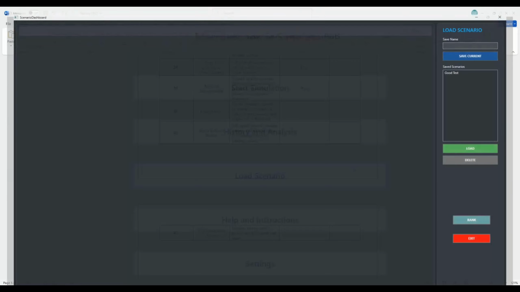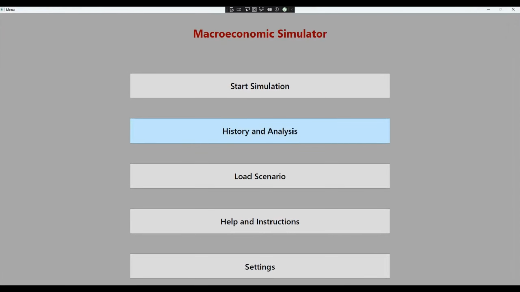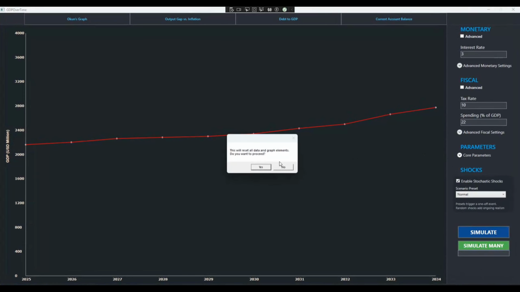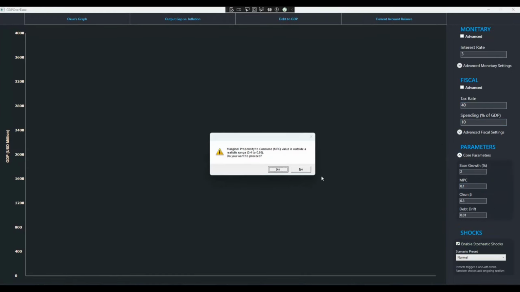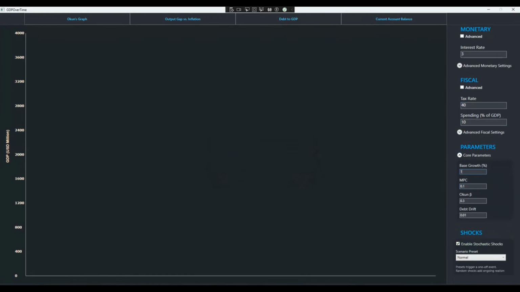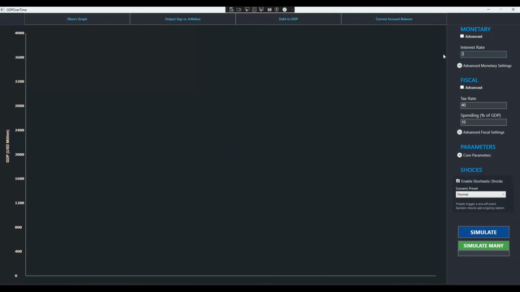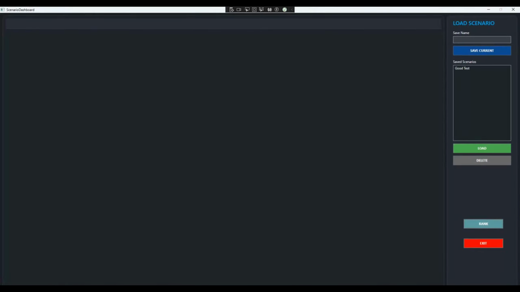So at the moment we only have one saved scenario, good test, so let's make a bad test to compare with. So a bad test would be low spending, so 10% spending, tax rate 40%, low MPC, low base growth, high interest. Simulating the same amount of years, which was 10 years, we see lower GDP growth compared to the good test. Saving this, let's call that the bad test.